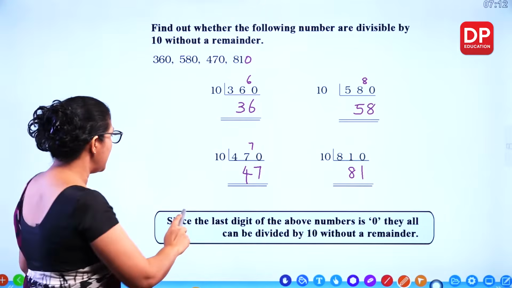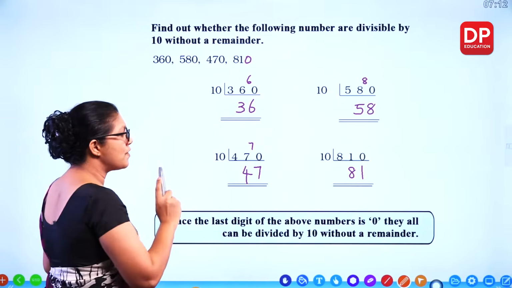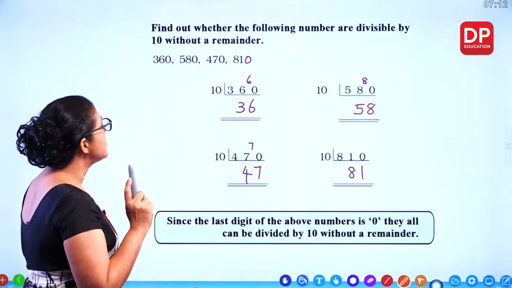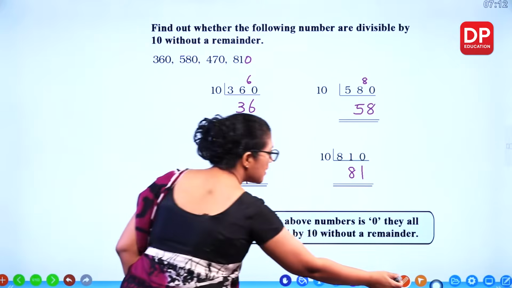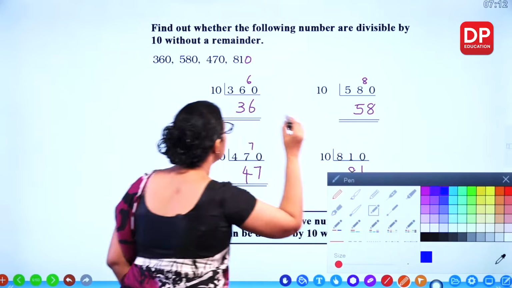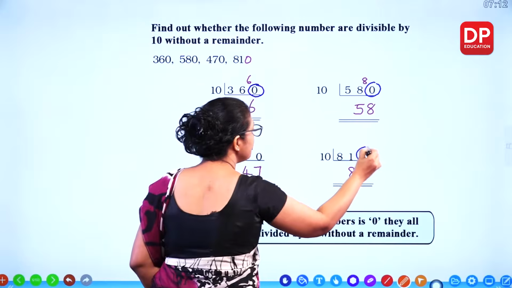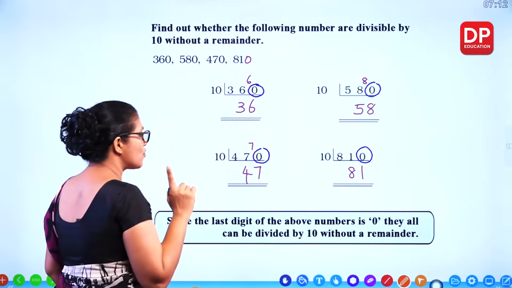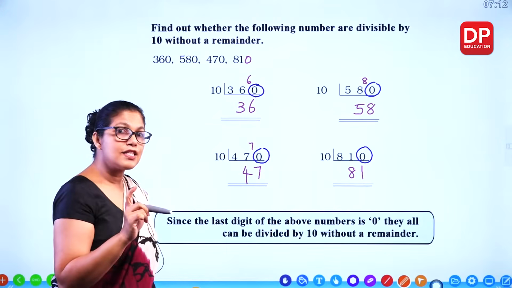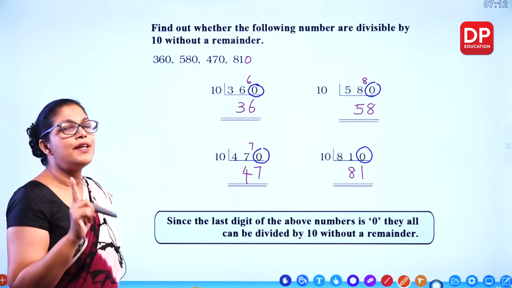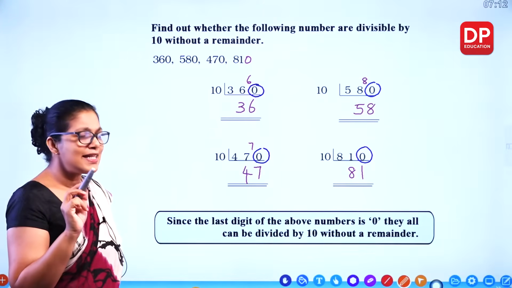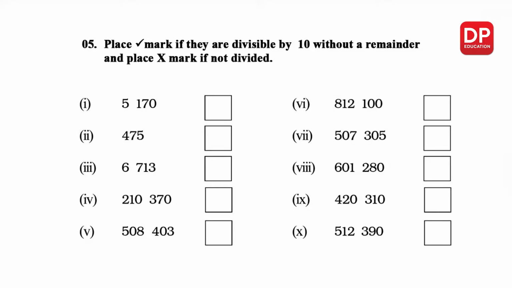Now we'll see the last digit of the above numbers is 0. Look at all the numbers. Last digit is 0. So if the last digit is 0, the number is divisible by 10. Place a tick mark if they are divisible by 10 without a remainder, and place a cross mark if not divisible.